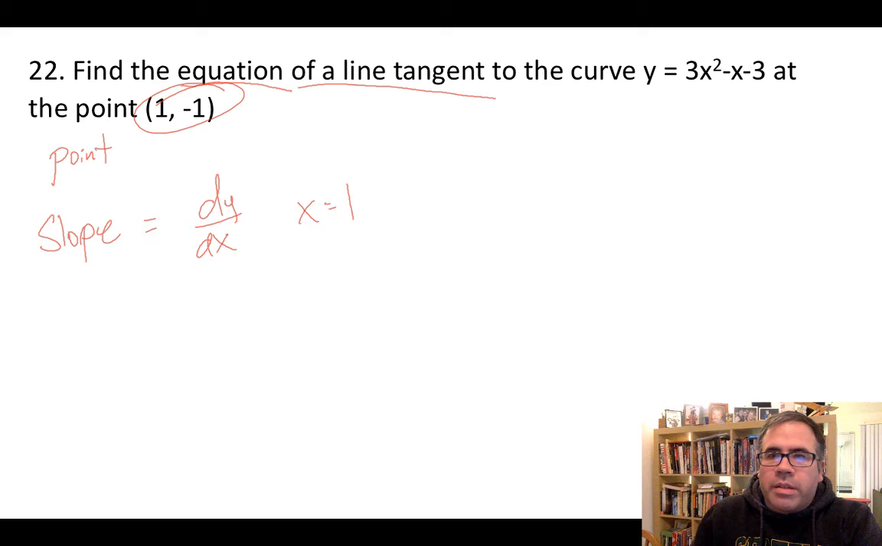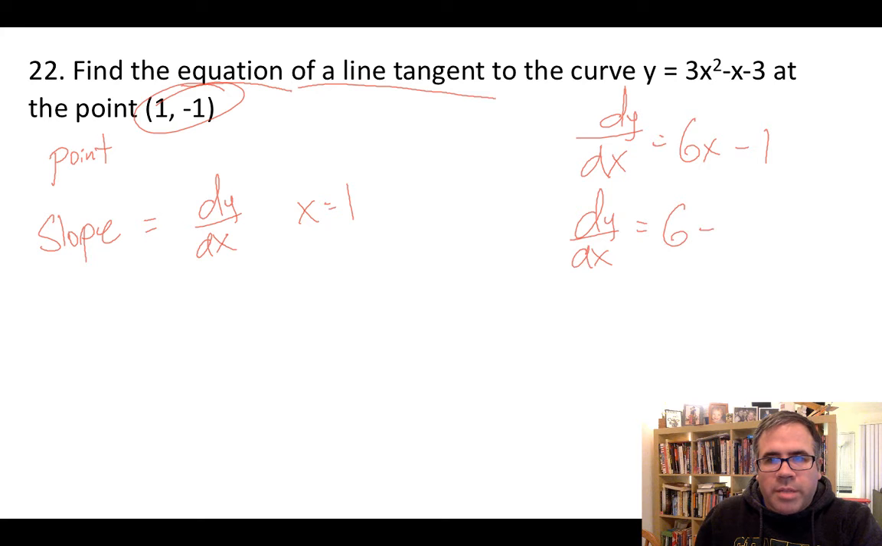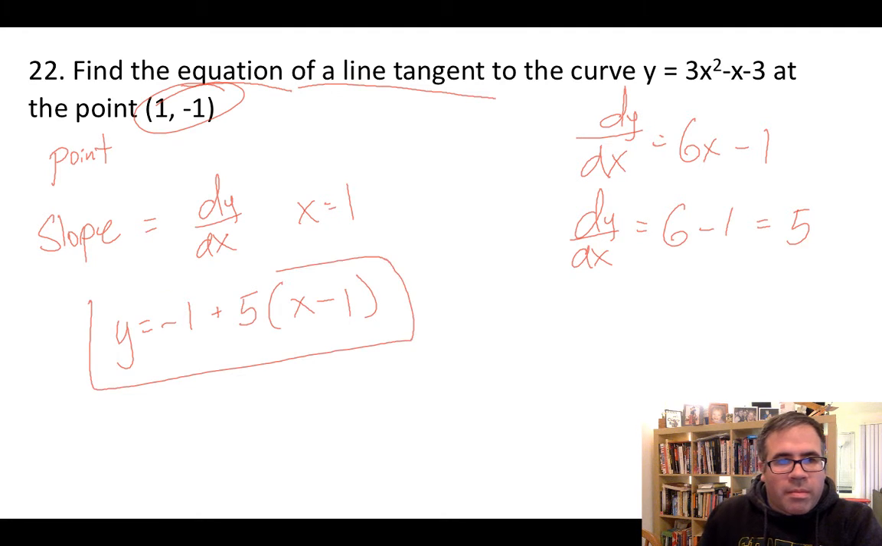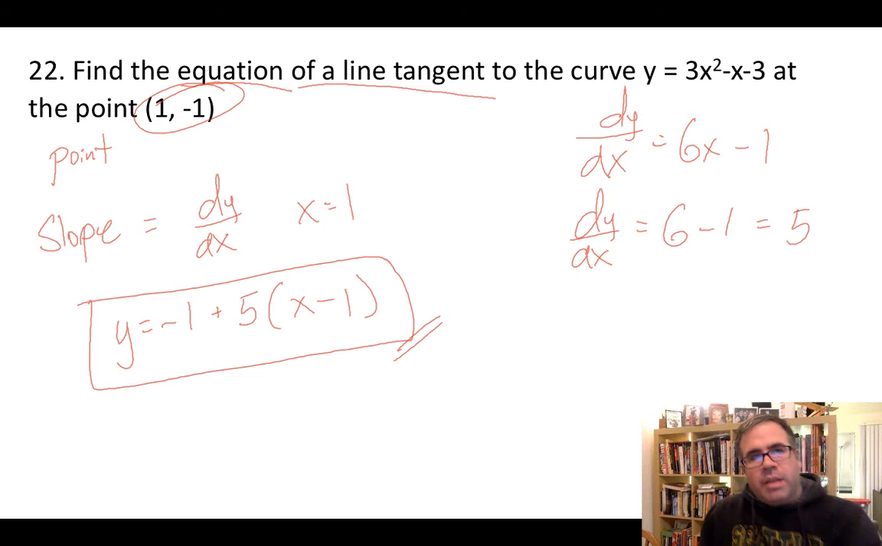So we have to go through here. If y equals this, that means that dy dx is equal to 6x minus 1. And so when x equals 1, dy dx is equal to 6 minus 1, or 5. So now we have our point, we have our slope. We're going to default firstly to point slope form. So y equals the y value, -1, plus 5 times x minus 1.